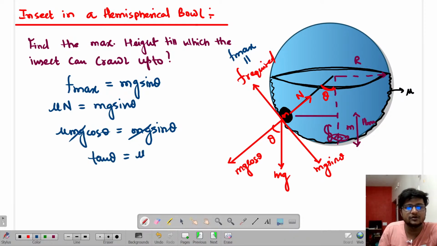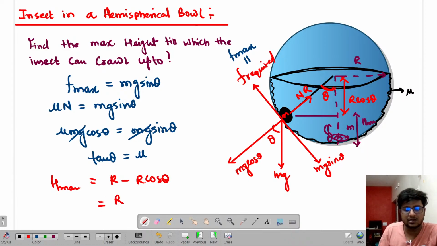So tan theta is equal to how much? Mu. Now look over here. This distance is again how much? This is, you know that r. This is radius r. So this will be again r cos theta. So what is my h max value? Simple it is. H max is r minus r cos theta.